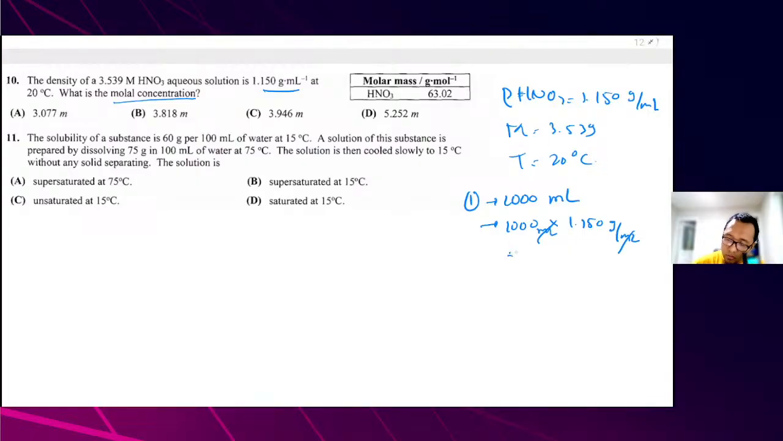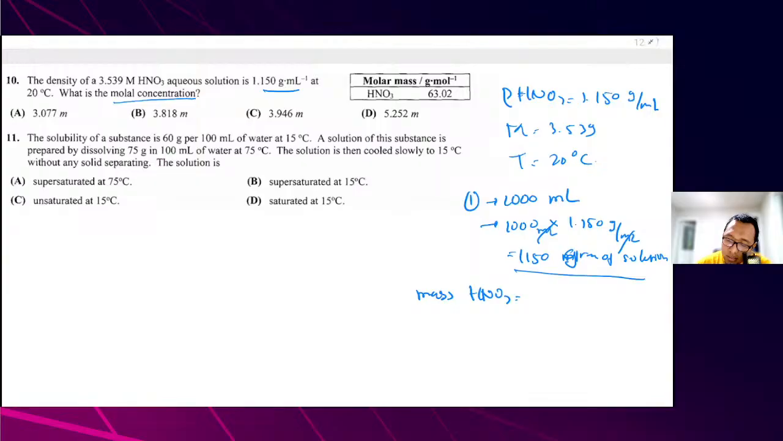So the answer of this is 1,150 gram of solution. Okay, we have the total of 1,150 gram of solution, right? And the question is, what is the molal concentration? Now we need to look at the mass of HNO3. How to get this one?